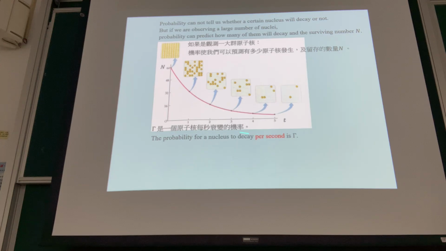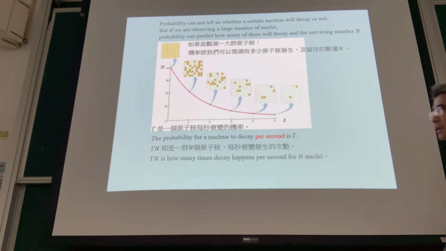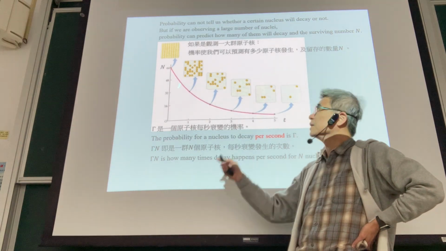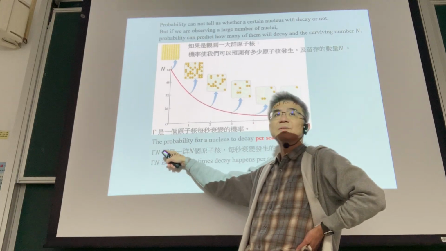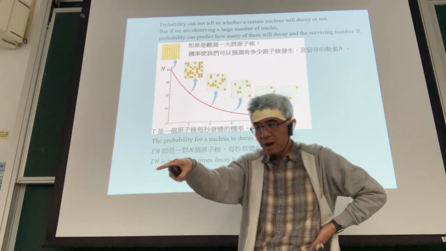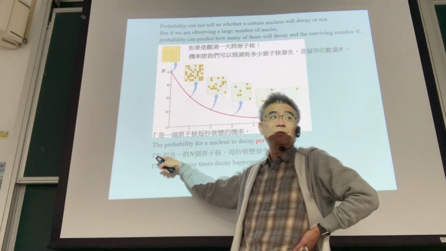So tell me, from the data you have here, you can easily predict in the first second, because the probability to decay is gamma, then it is easy to understand that in the next second, gamma n is the number of decays that will occur. Is that okay to you? N is the number of the nuclei. It changes with time. So this n is a function of time. This is our target. We want to solve n.